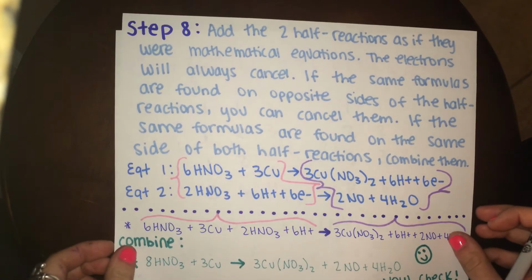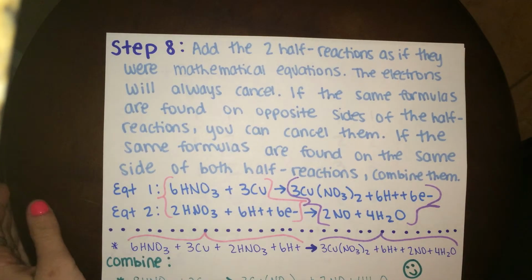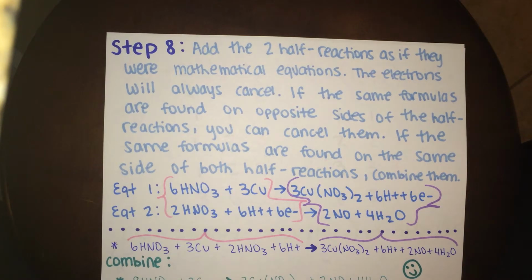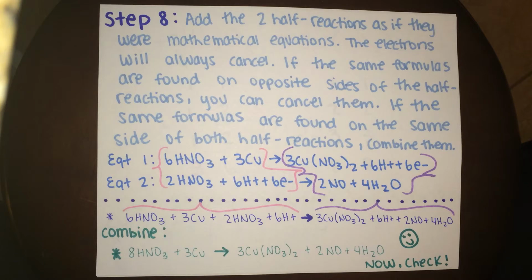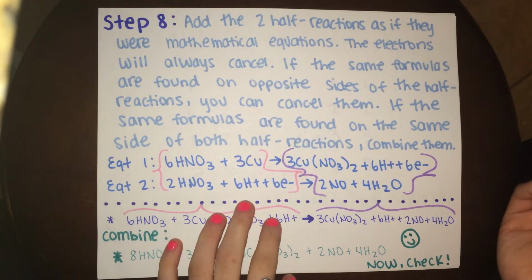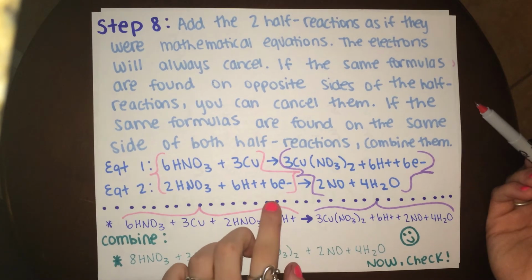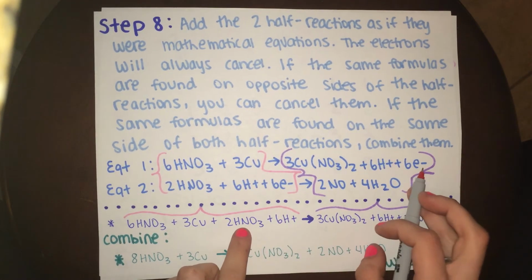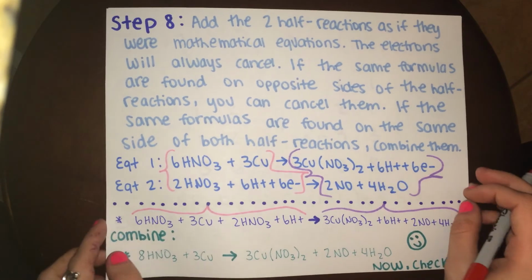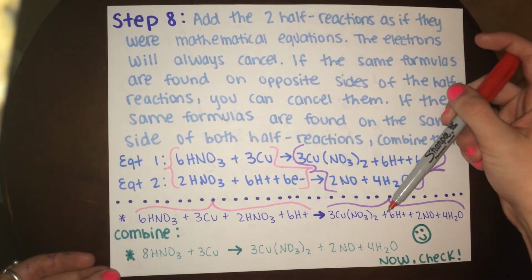On our last step, step 8, you add the two half reactions as if they were mathematical equations. The electrons will always cancel. If the same formulas are found on opposite sides of the half reactions, you can cancel them. If the same formulas are found on the same side of both half reactions, you combine them. So here, the electrons are found on both sides, so you're going to cancel the electrons, which is why they're not in your final answer. But here, you're going to keep the hydrogens right here and right here.